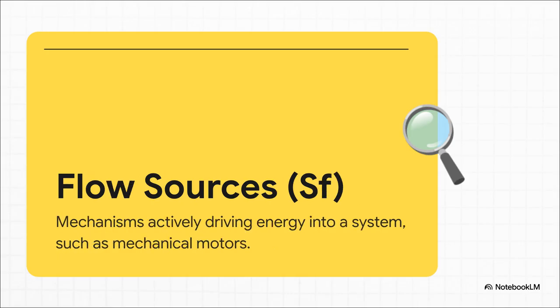Next up, we have flow sources, which are denoted as SF. If effort sources are like the natural, passive pull of gravity, flow sources are the mechanisms actively driving and forcing energy into a system. Think of motors as the prime example here. A motor isn't just some passive physical force, it's an active, mechanical device that is purposefully built to push functional energy or flow into our system.